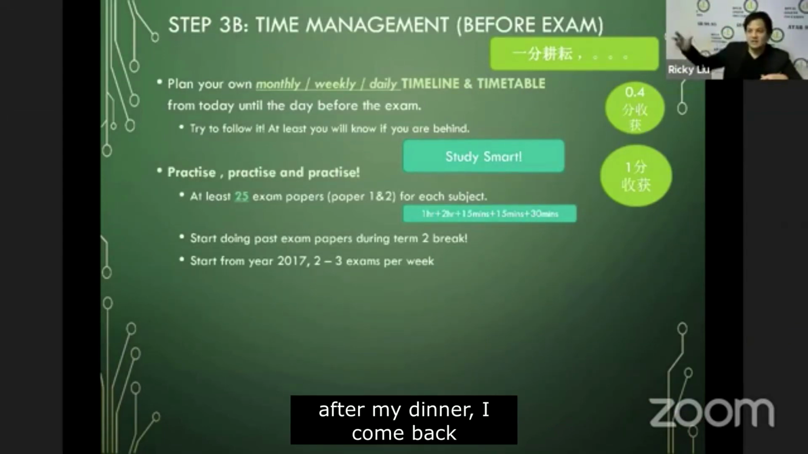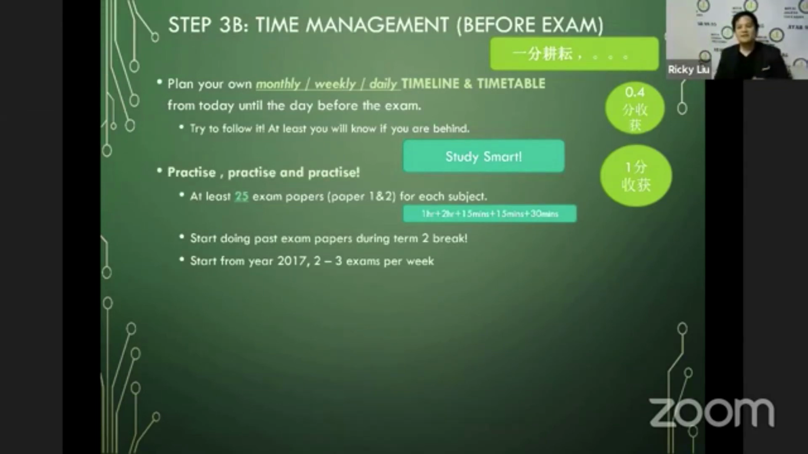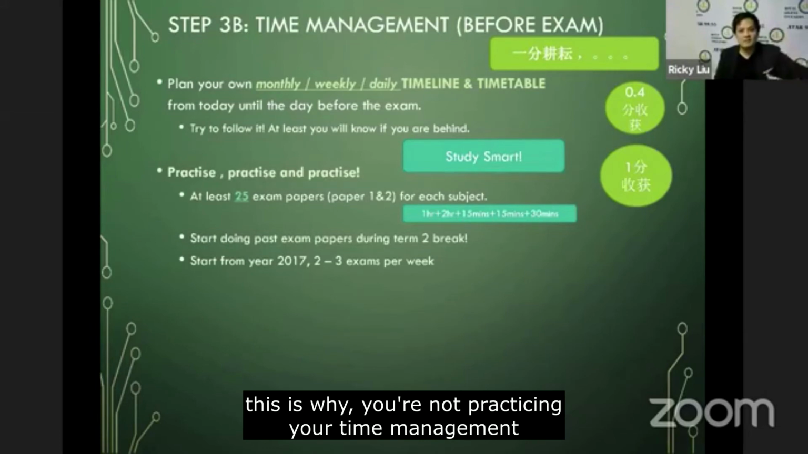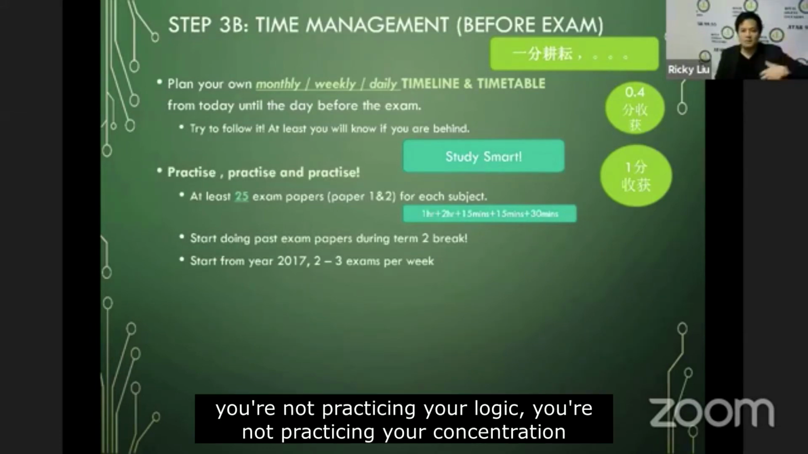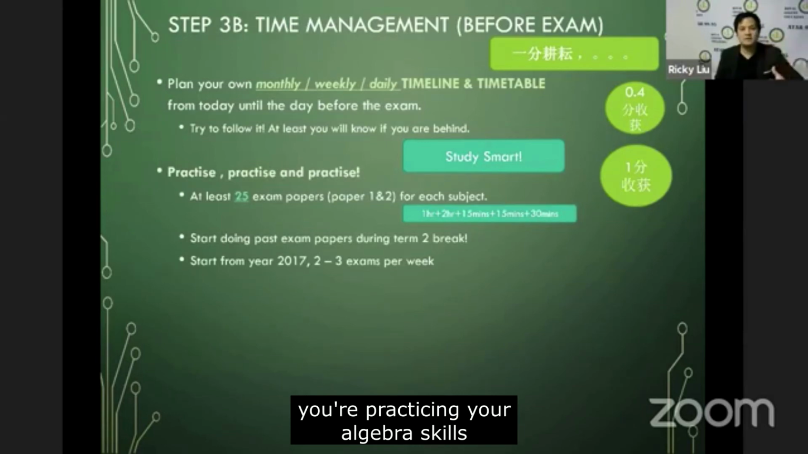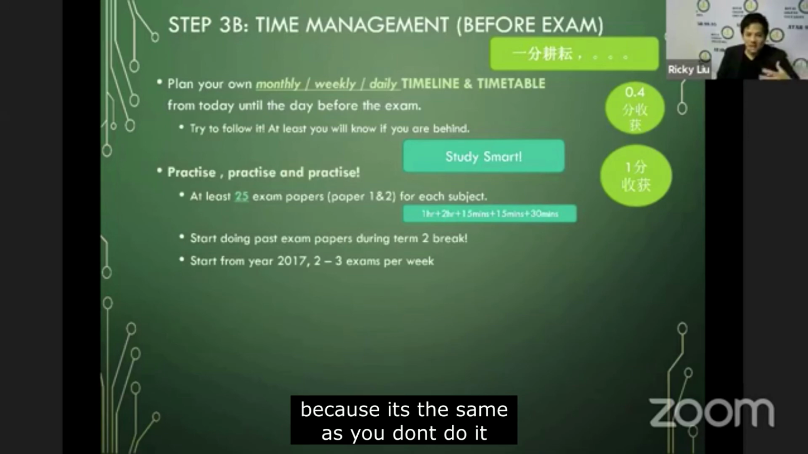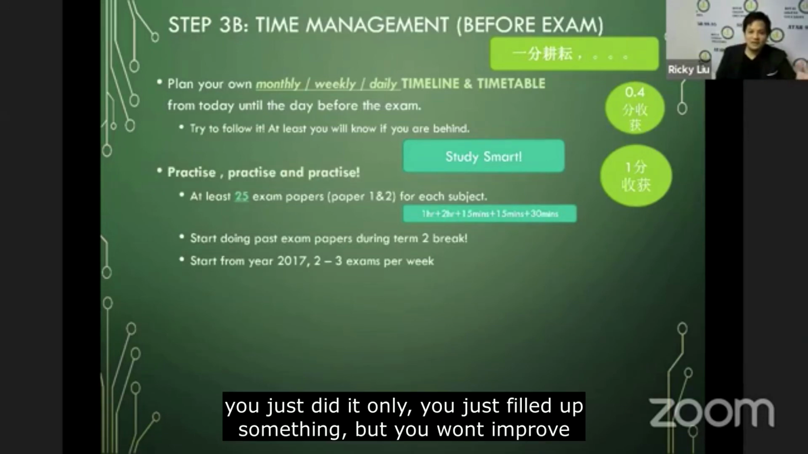Then that's it. After my dinner, I come back. This doesn't work either. Okay? This is why you're not practicing your time management, you're practicing your logic, you're not practicing your concentration, you're practicing your algebra skill, because you're doing it separately. It doesn't work. I'd rather you don't do it, because it's the same as you don't do it. You just did it only. You just fill up something, but you won't improve.